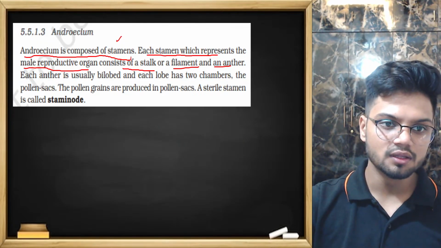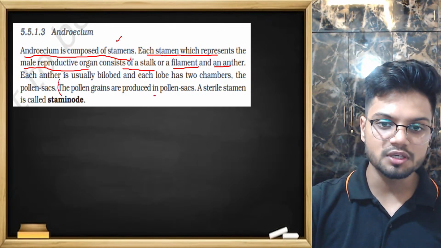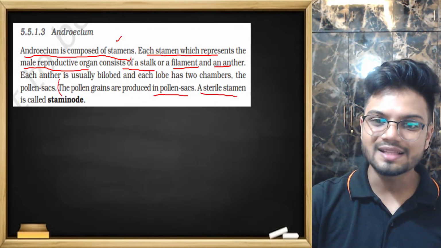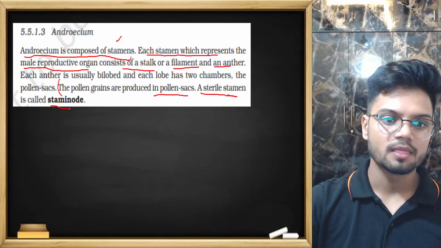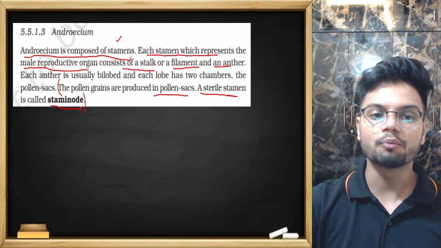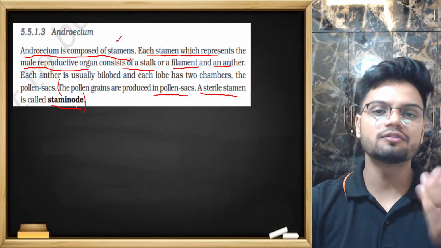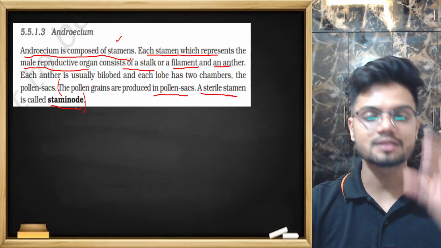A very important line again. The pollen grains are produced in a pollen sac. A sterile stamen is called a staminode. If a stamen is not able to produce pollen grains, it is called a staminode. Infertile. Basically, it's called a staminode.